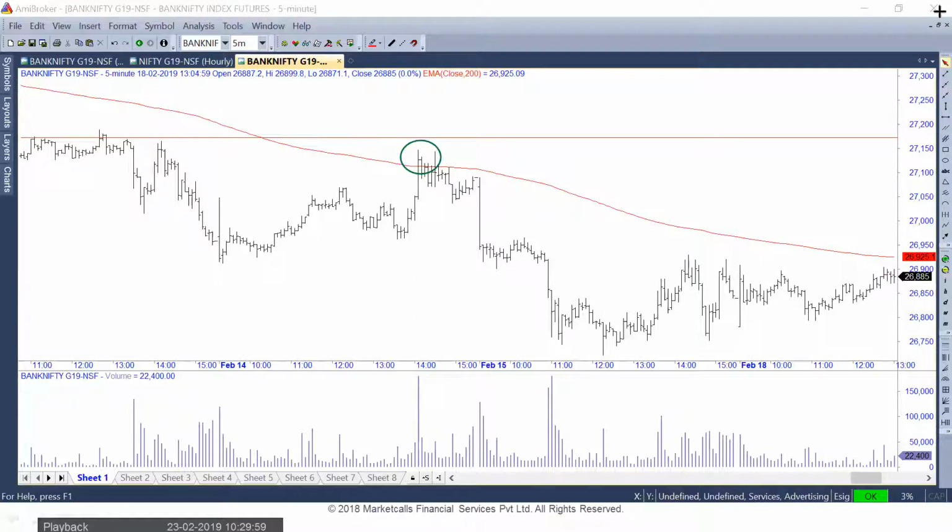So there are three locations which we are watching continuously. If I could summarize, those three locations are like one at the open of the candle.